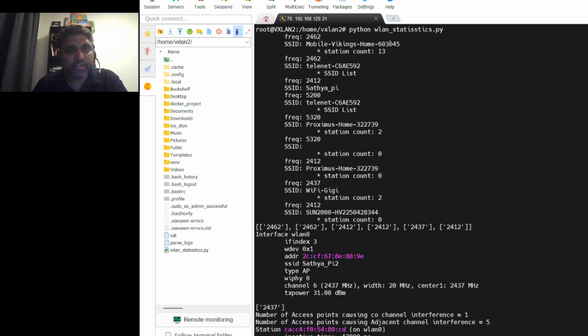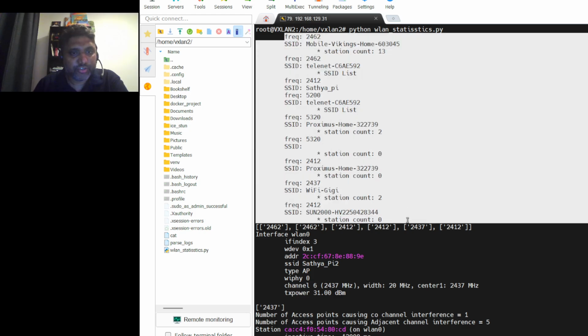Once wireless_lan_statistics.py is run, it lists the access points. As you see here, there is an access point at 2462, that is channel 11. There is another access point at channel 11, one at channel 1, and three at the 5 gigahertz spectrum. Then there is an access point again at channel 1, one at channel 6, and then another at channel 1. Here I am checking which access points are at 2.4 gigahertz and printing them.